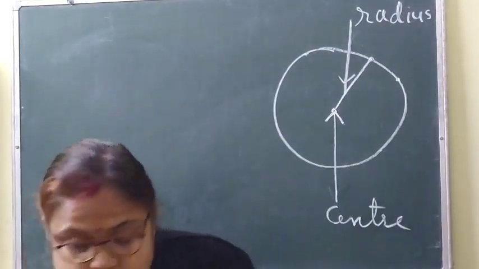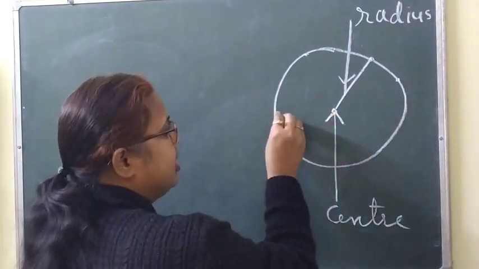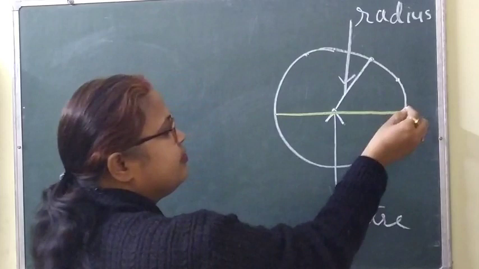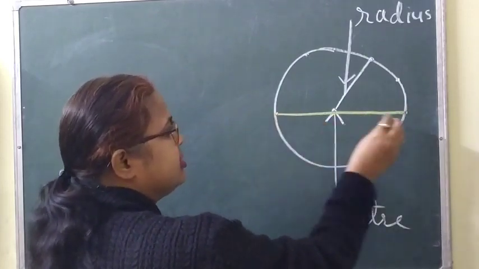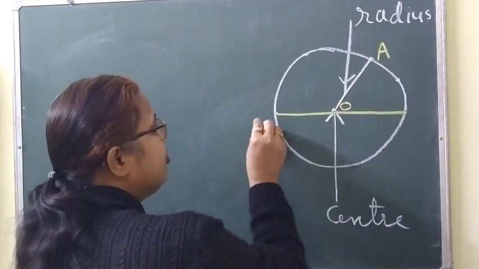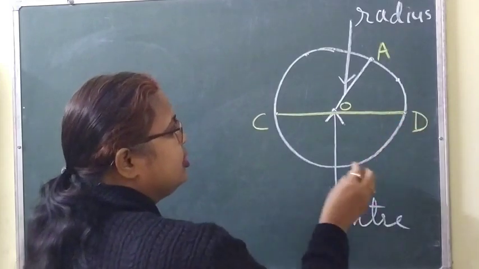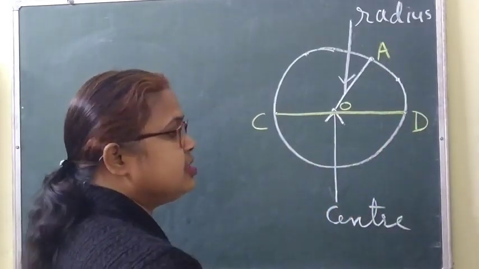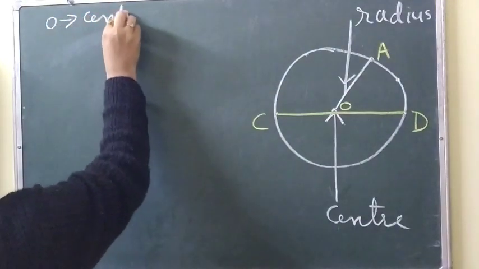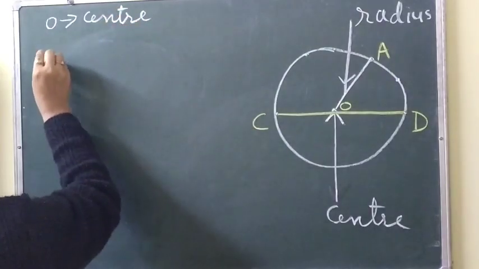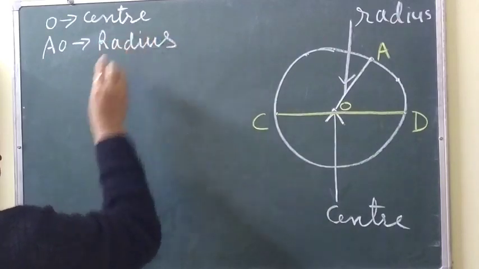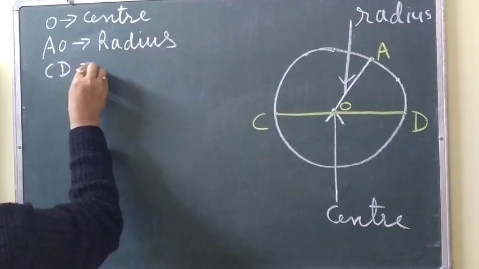What is diameter? Any line that passes through the center and with both its ends on the circumference is called diameter. So here O is the center, this one is A, and take C and D. CD is the diameter. So we can write here that O is the center, AO is the radius, and CD is the diameter.